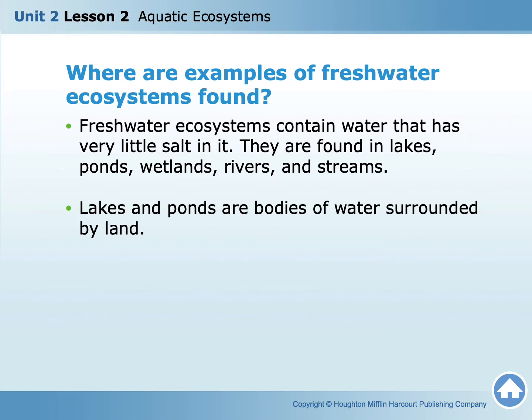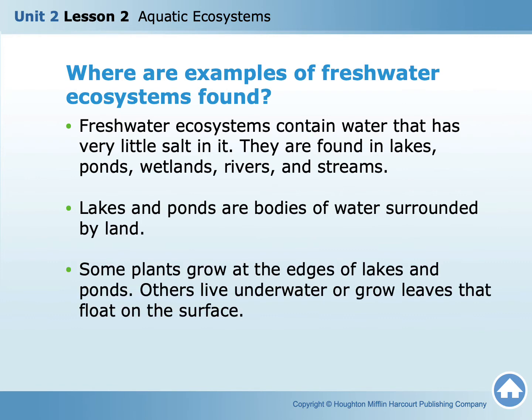Lakes and ponds are bodies of water surrounded pretty much mostly by land. Now they could have rivers and such going in and out of them, but they're mostly surrounded by land on all sides. A part of these ecosystems are going to be the plants that grow around the edges of the lakes or ponds, and the plants that live underneath. You have algae and all sorts of plants that grow underwater.